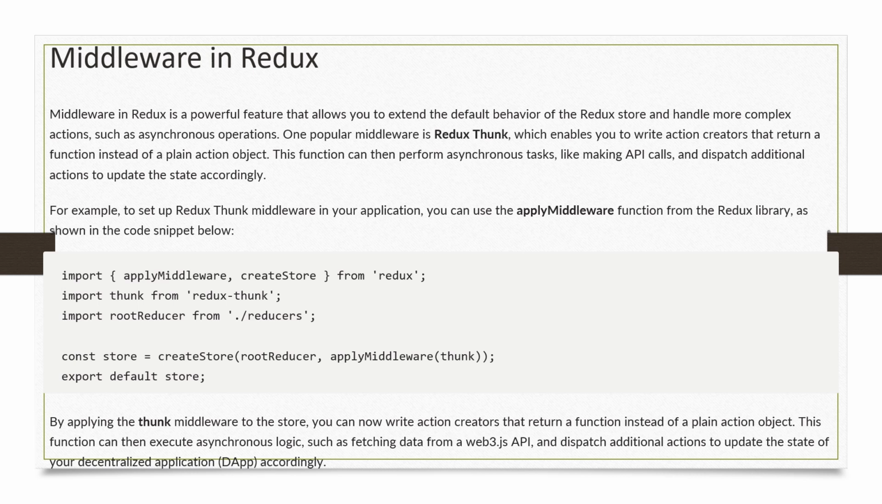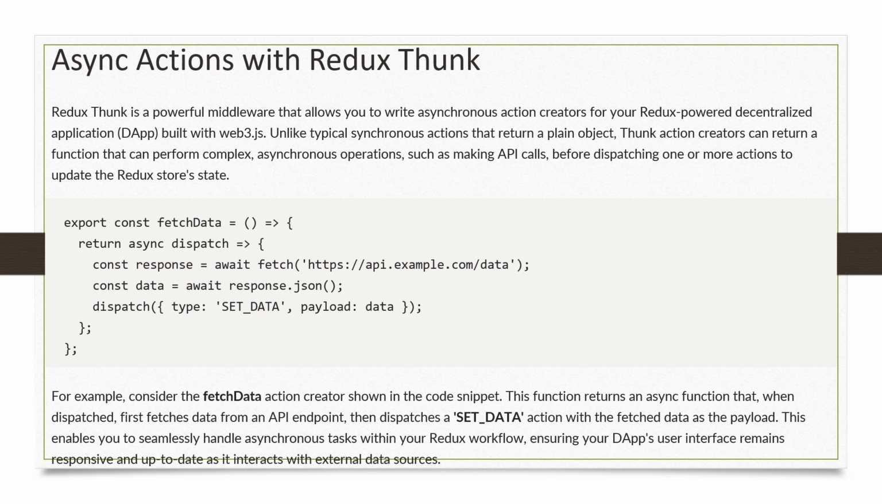This code first imports applyMiddleware and createStore functions from Redux. Then it imports the Redux Thunk middleware, and then it creates the Redux store and applies the Redux Thunk middleware. Redux Thunk allows writing asynchronous action creators for your Redux-powered DApp. Thunk action creators can return a function that performs complex asynchronous operations like making API calls before dispatching actions to update the Redux store state. The code example is shown here.